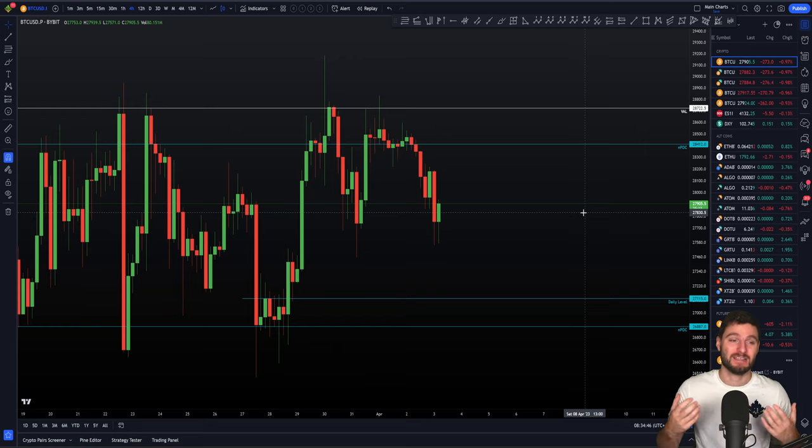Again, I'm happy to see it break the range high and go high, or break the range and go low. I'm happy to see either of those scenarios, because at the end of the day, I am a trader, and a trader puts themselves in a position with a bullish and a bearish plan to profit on whatever happens next. Okay, it's as simple as that.